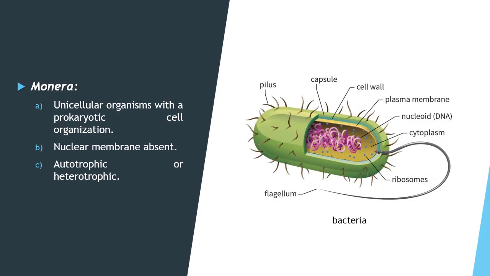Monera. They are unicellular organisms with a prokaryotic cell organization. They don't have a nuclear membrane and they can be autotrophic and heterotrophic both. The kingdom includes various types of bacteria.